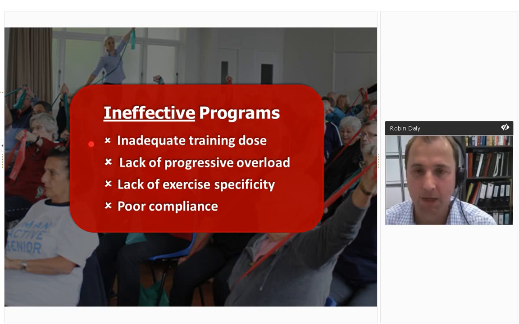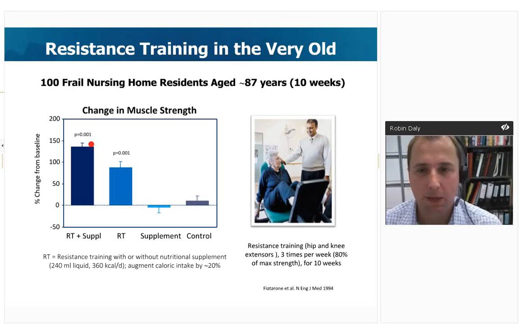Now, many of you may be a little bit concerned about undertaking resistance training, but resistance training can be undertaken safely pretty much by anyone. Just to illustrate this point, here was a study which was done in 100 frail nursing home residents. Their mean age was 87. There were some people who were aged 100, and they undertook resistance training 3 times per week. You can see that these two groups who undertook the resistance training program got up to 100 or over 100% improvements in their muscle strength. Anyone can safely undertake resistance training.